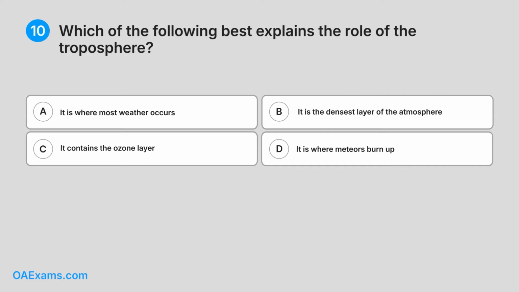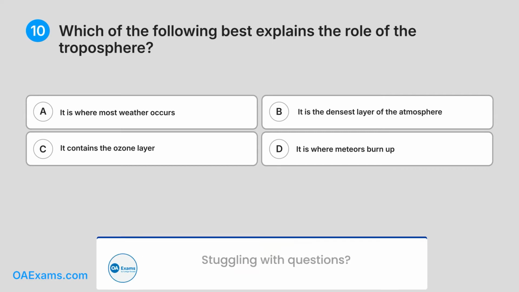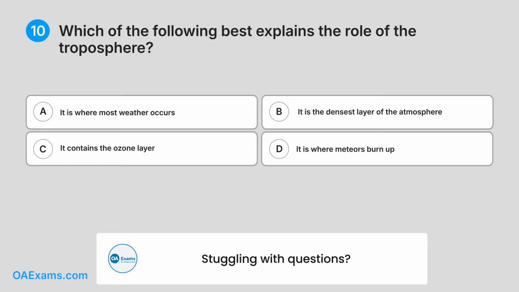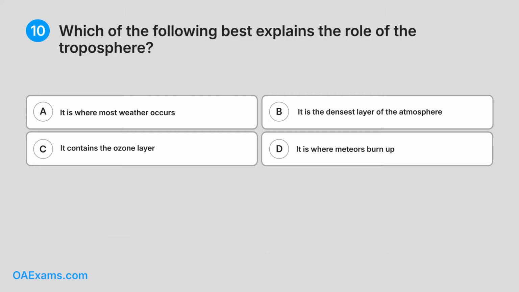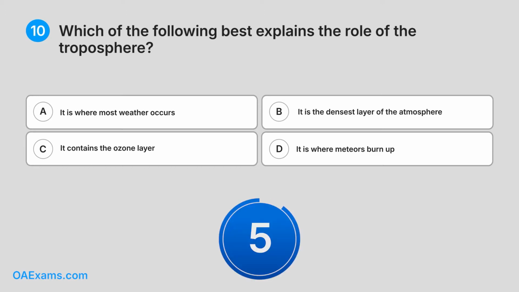10. Which of the following best explains the role of the troposphere? A. It is where most weather occurs. B. It is the densest layer of the atmosphere. C. It contains the ozone layer. D. It is where meteors burn up. Can you guess the answer?